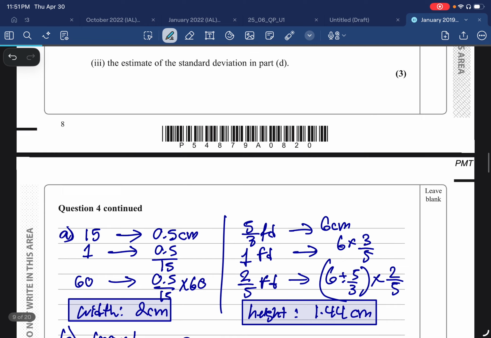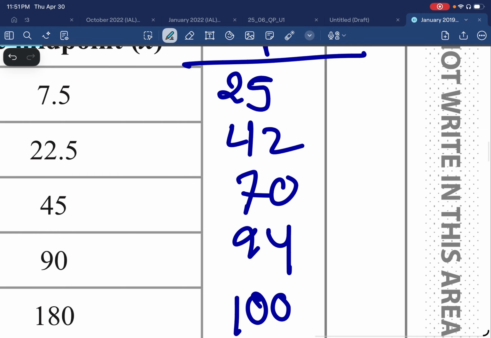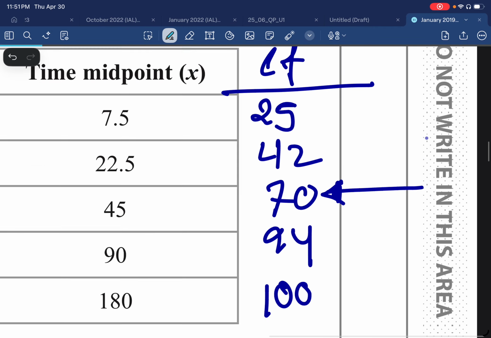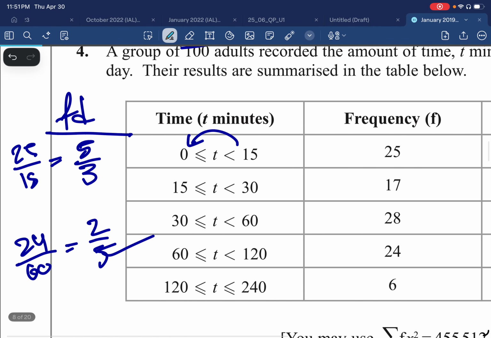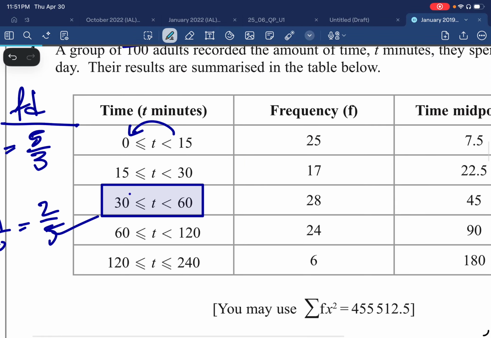There's a formula for this, and I'll show the formula. But first we have to look where our cumulative frequency crosses 50. Well, 25 is less than 50, 42 is less than 50, 70 is more than 50. So this is where our eyes should be. Now we have to look at the class interval and see if it's open or closed data. This is closed data. So we're going to look at the Q2.